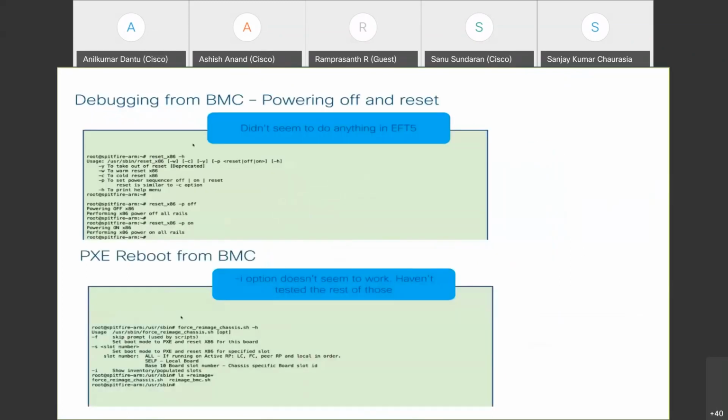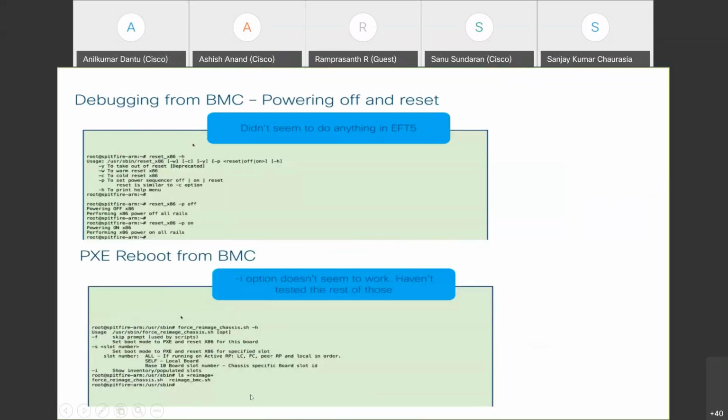Okay, this is just a screenshot of how you can do it. When you log into the BMC, say you log into the console of the router and press Control O, you will come to the BMC interface. This is just an example. Then you can reset a particular line card and RP and those things, or even re-image a card.